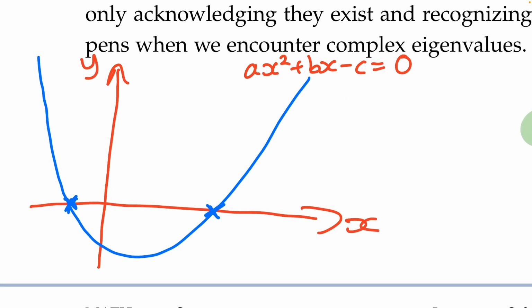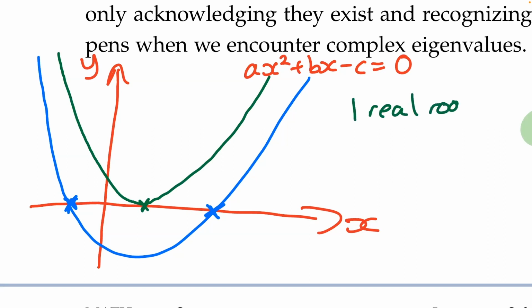We might also get something like this. If we shift this up, I'm going to shift it over a little bit as well. We might get something like this where we just touch that x-axis. Okay, so when we just touch that x-axis, there's only one real root in that case. For the blue one, there are two real roots. Those two real roots were distinct. Okay, so two solutions to our quadratic.